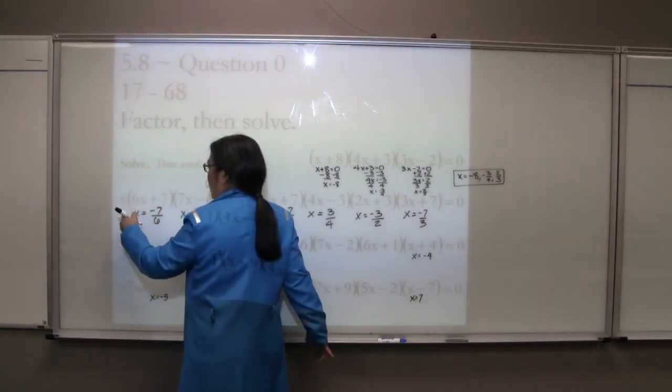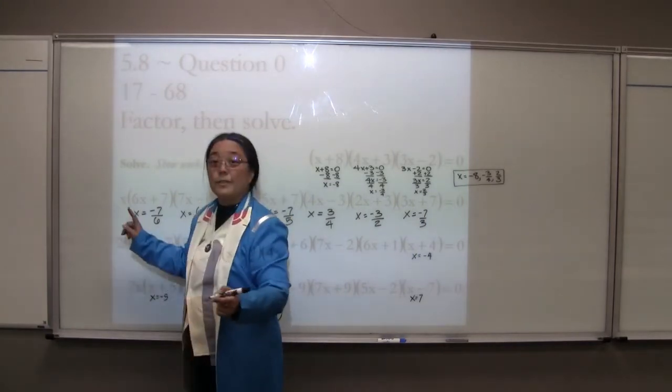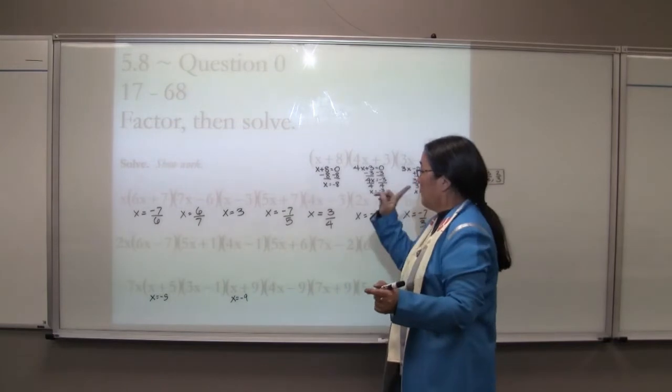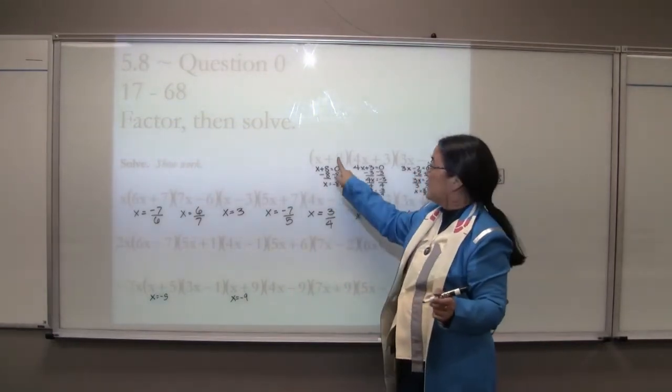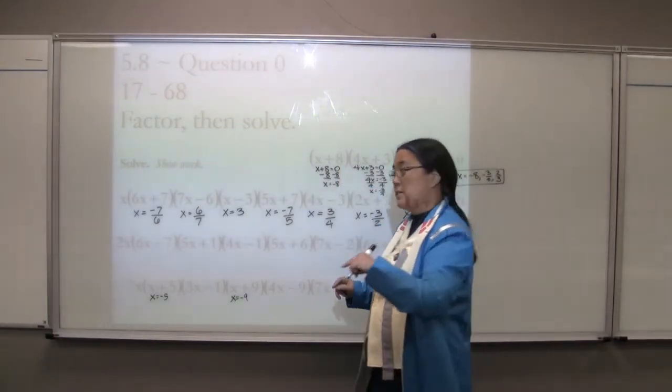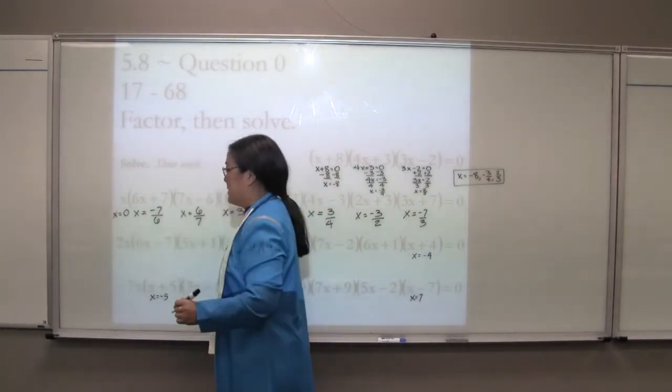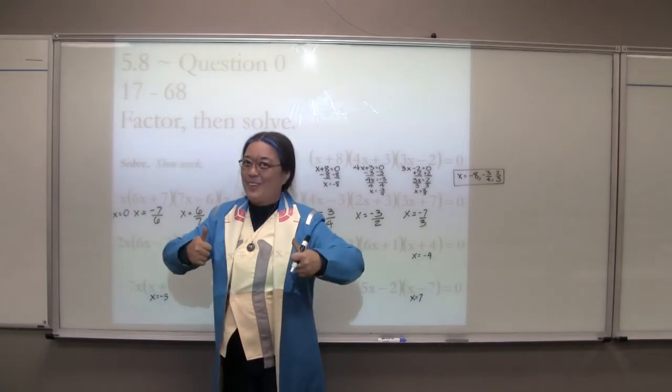But, ooh, look at that. There's an x all by itself. We haven't encountered that before. But what we do know from here is x can equal 0. So let's take a look. x can equal 0. Oh, well, that's very easy. The answer is x equals 0.